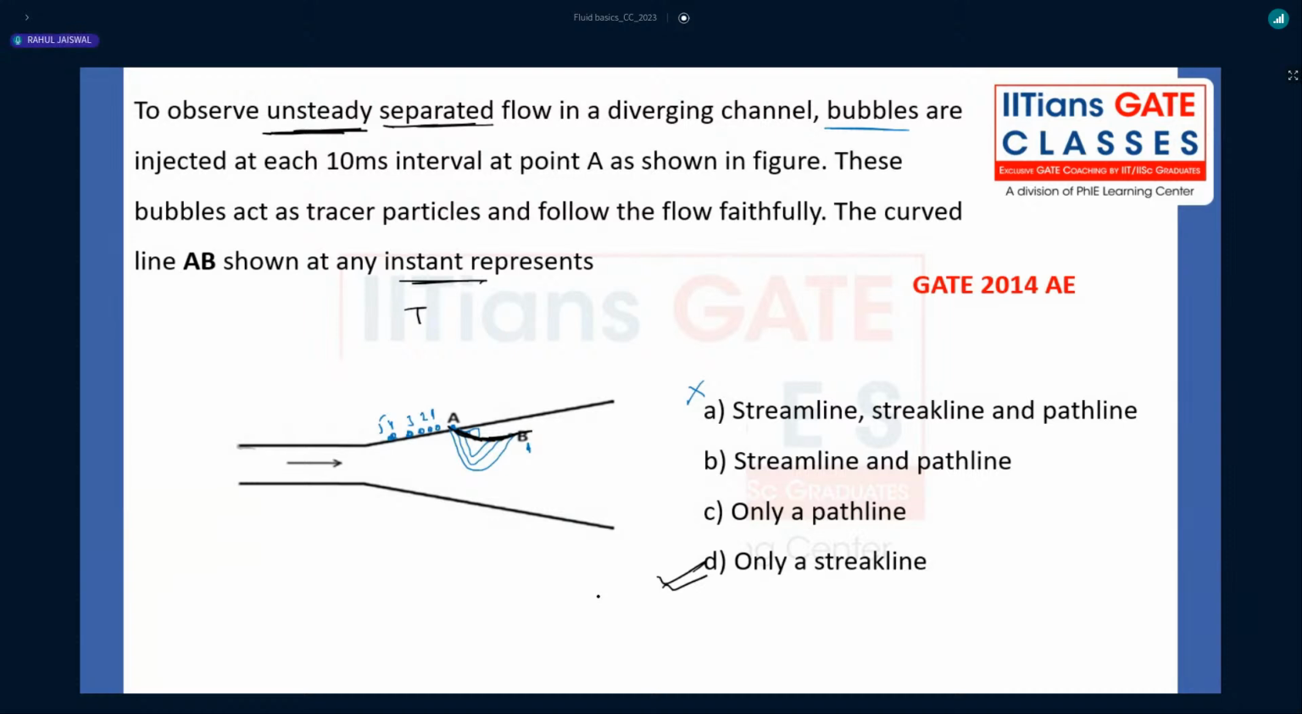A path line does not tell you the location of a single particle. Here it is telling you the location of multiple fluid particles, 1, 2, 3, 4, 5. Right? Is that clear, all of you? Whether it is clear?